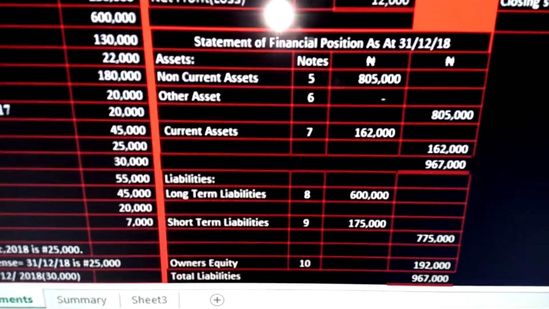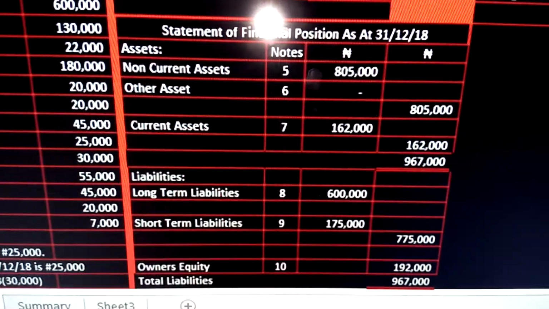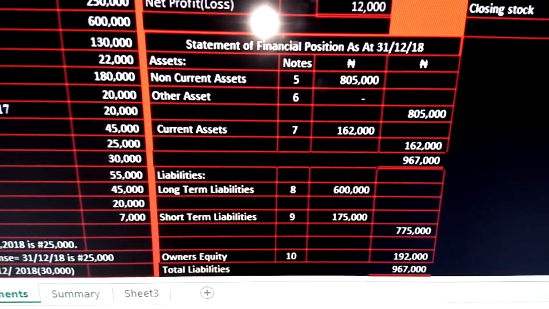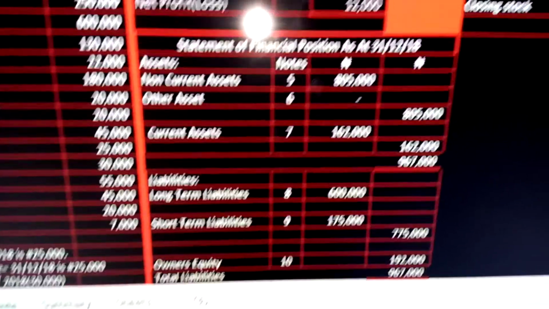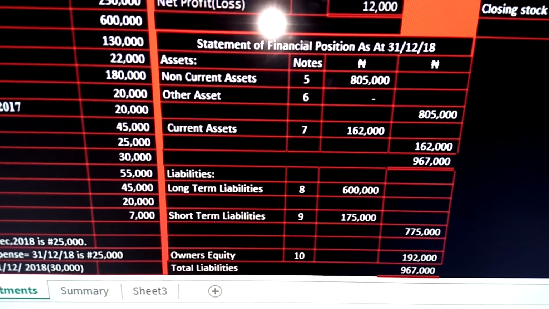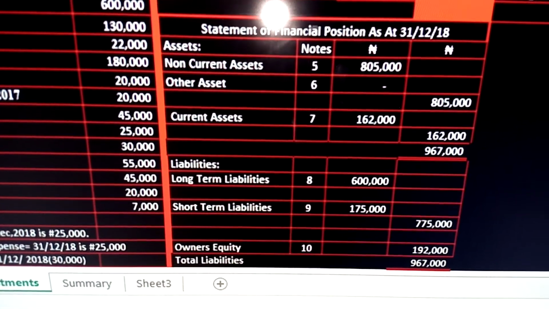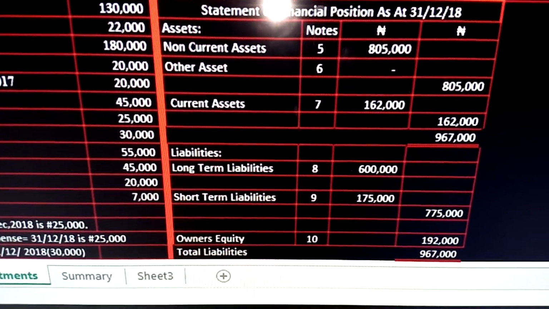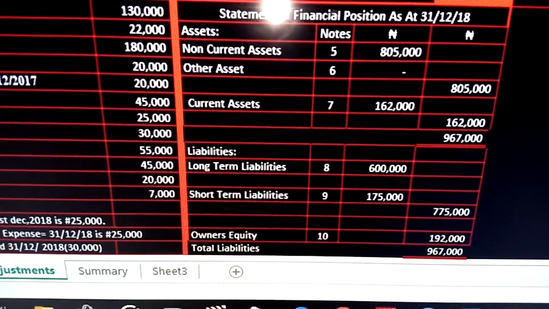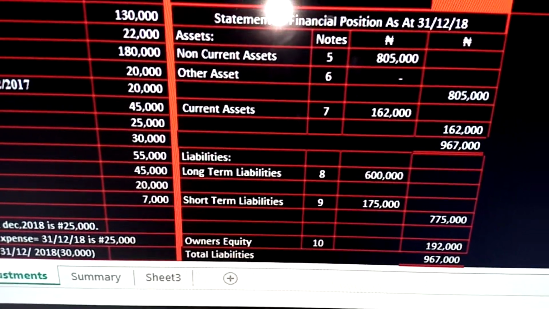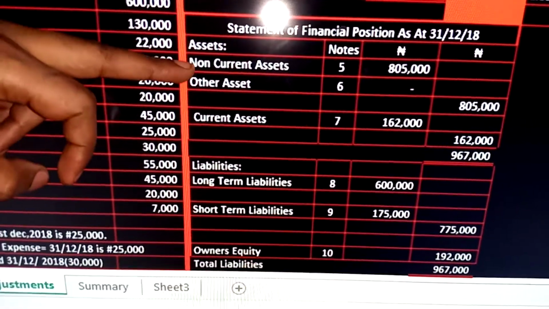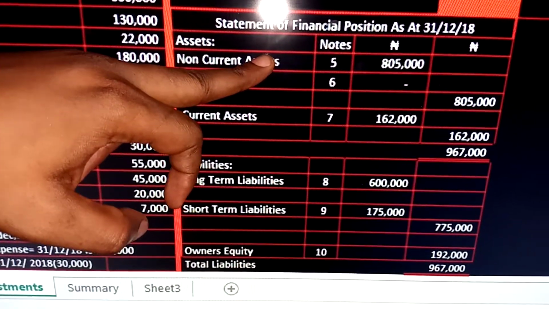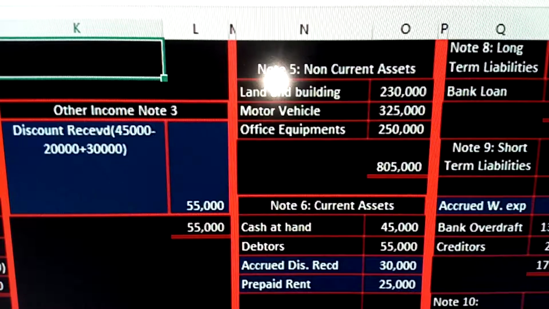The next one is the balance sheet, also called statement of financial position. And I told you the balance sheet is a statement that shows the assets of the business and the liabilities of the business. Assets are the resources or the properties owned by the business. Liabilities are what the business is owing others, including the owner of the business. So here we have the assets. What are the assets here? We have non-current assets. Non-current assets are more like fixed assets.